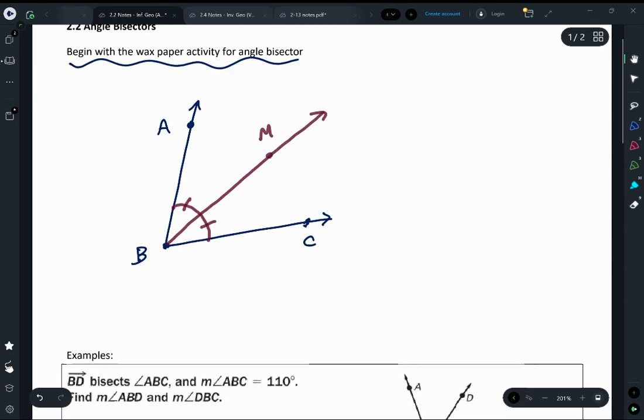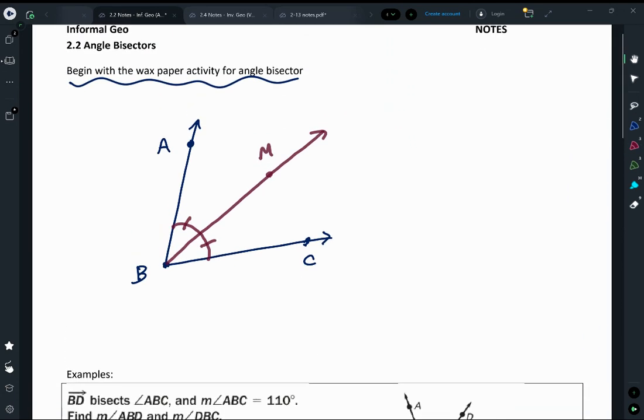Then off on the right, we did some little notes. We said that the angles were equal, and that the ray was the angle bisector. Let's go ahead and make a couple of those notes because you are going to need to know them. So ray BM bisects angle ABC. That's the first thing we wrote.